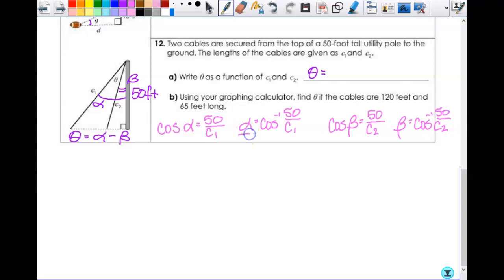So now I have alpha and beta that I can substitute in, and alpha and beta are in terms of C1 and C2, so I'm good. So theta equals alpha, which is cosine inverse of 50 over C1, minus beta, which is cosine inverse of 50 over C2. And that's the equation I can use. Then they give me the lengths of 120 and 65, and they could change the lengths. That's where you can play around with what if I need it to be this length or that length, and you have an equation and not just you punching buttons to get an answer.